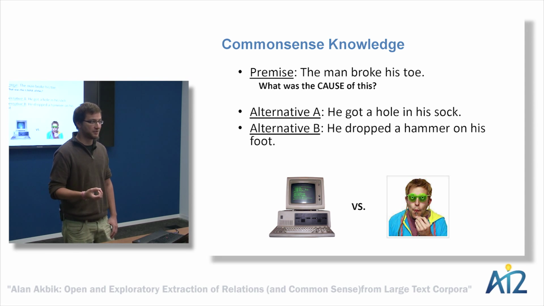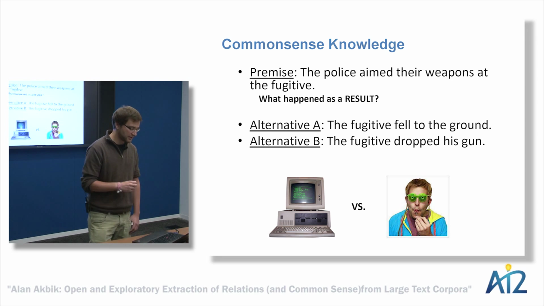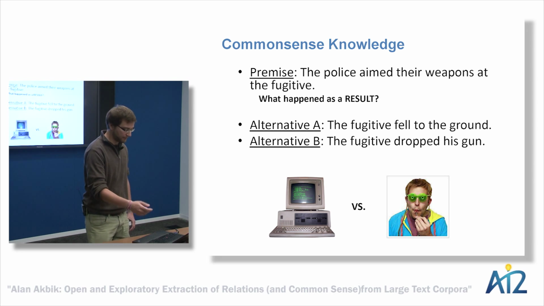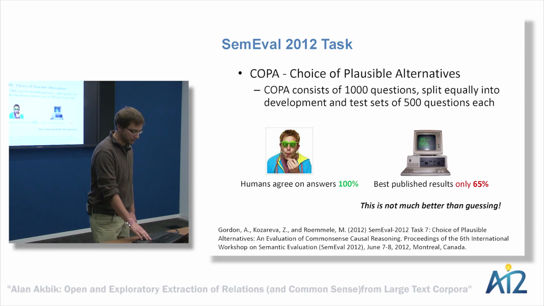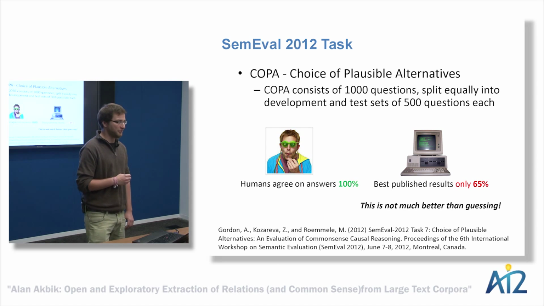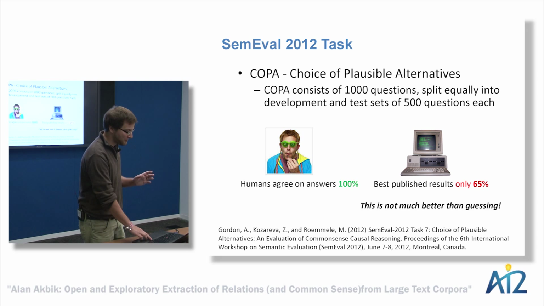And the funny thing about these questions is that humans get these right 100% of the time, and the machine actually doesn't, right? Another example: the police aimed their weapon at the fugitive. What happened as a result? The fugitive fell to the ground. The fugitive dropped his gun. Again, very easy. So the best published results achieve only 65% on this data set, which is not much better than guessing.